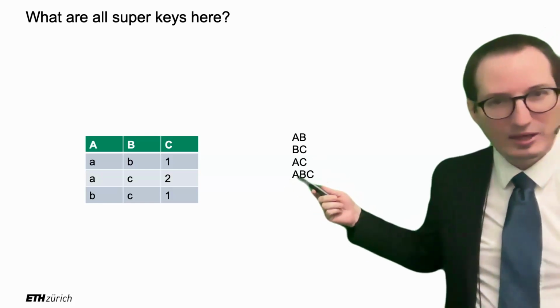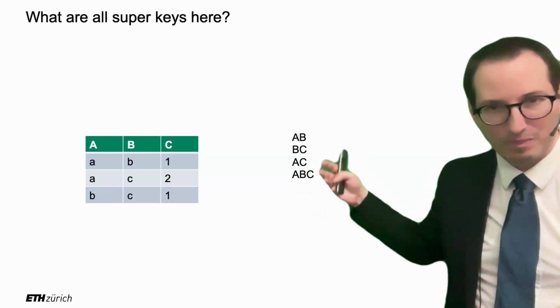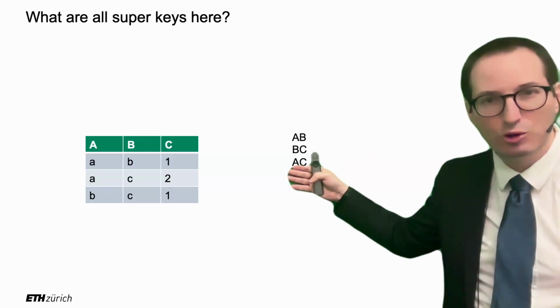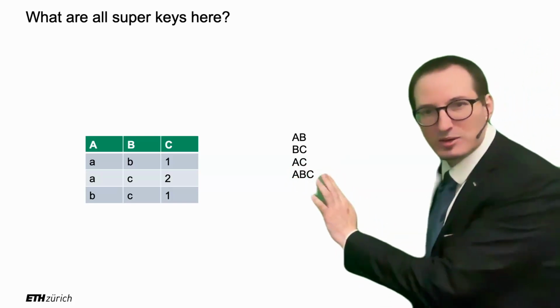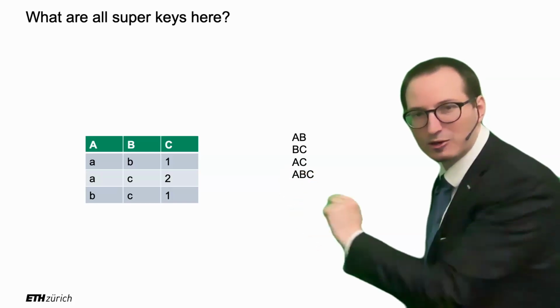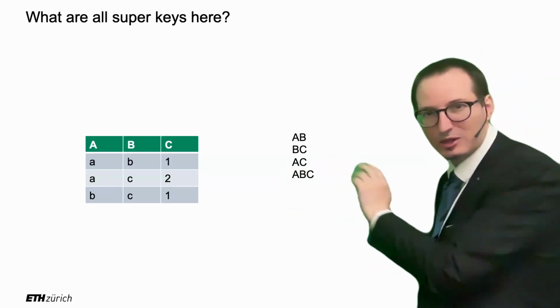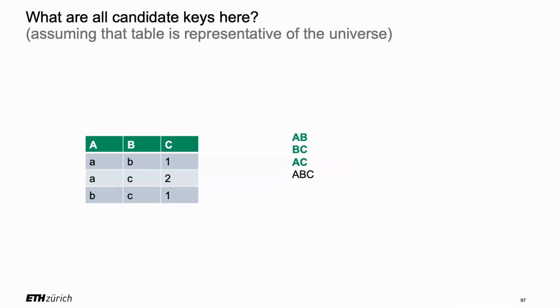So what we do is we remove all of the ones that are the superset. So ABC goes away. Why? Because I can remove A, and that's still a super key. I can remove B, it's still a super key, right? So this is why I'm getting rid of it. It's not minimal. So I'm getting rid of this one, and only AB, BC, and AC are considered minimal, right? ABC is a super key, but it's not a minimal super key. It's not a candidate key.